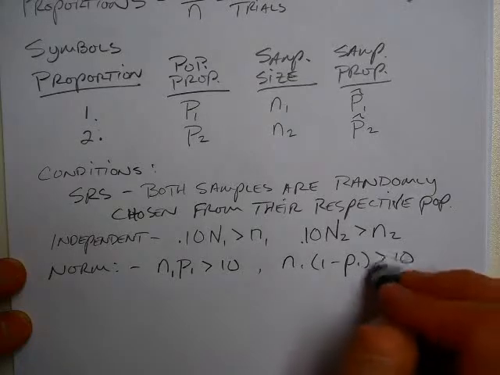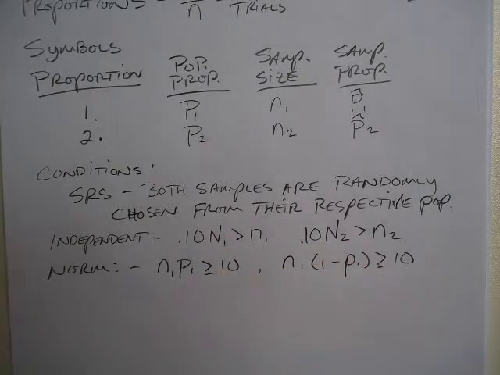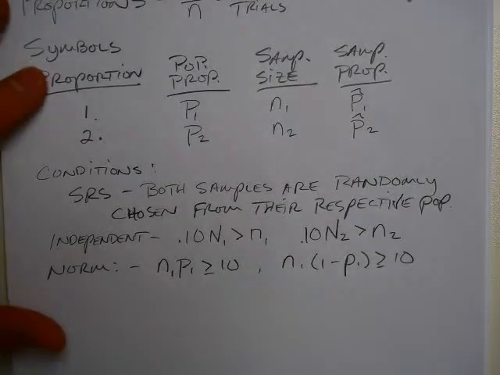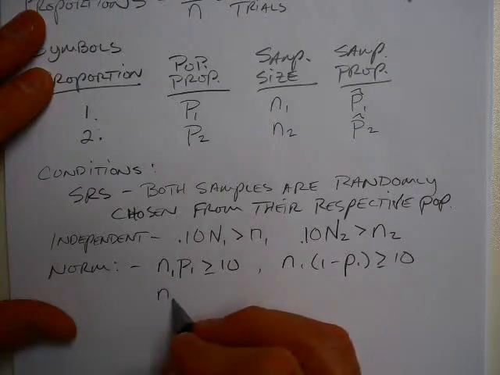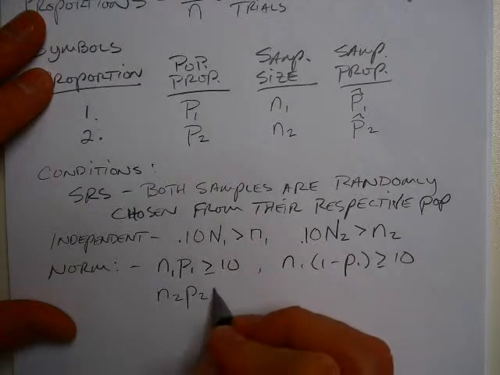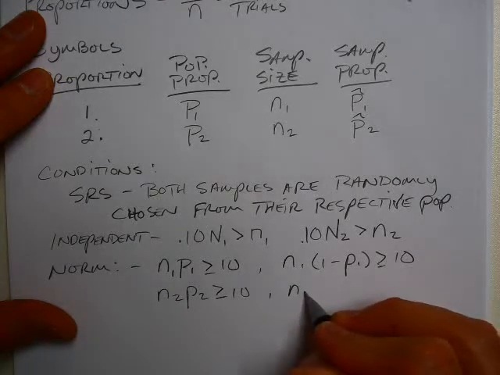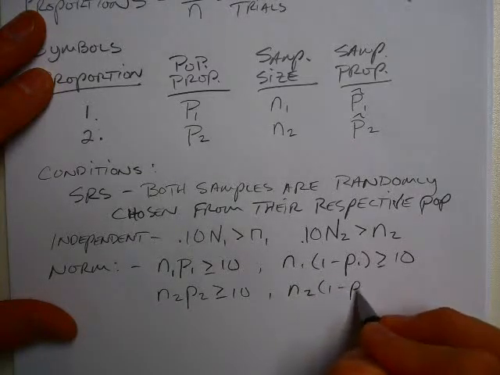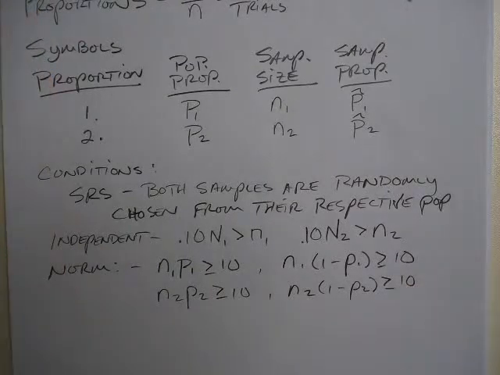Wait a minute, greater than. No, greater than or equal to. Sorry, getting things mixed up in my head. And then also for the second proportion, N2 times P2 greater than or equal to 10, and N2 times 1 minus P2 greater than or equal to 10. So all four conditions have to be met for the normal.